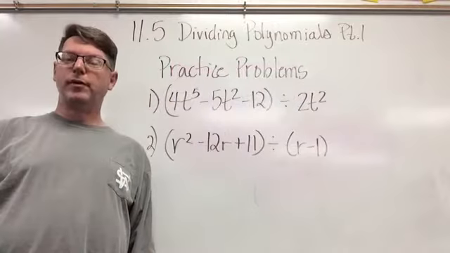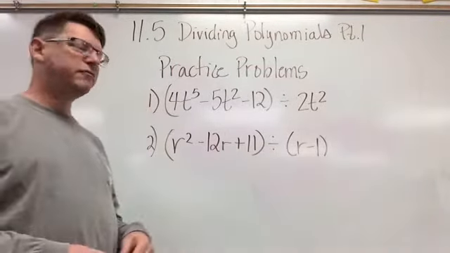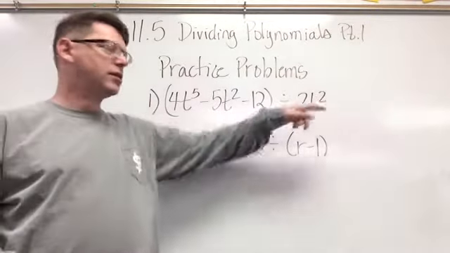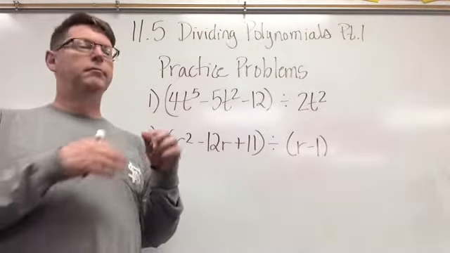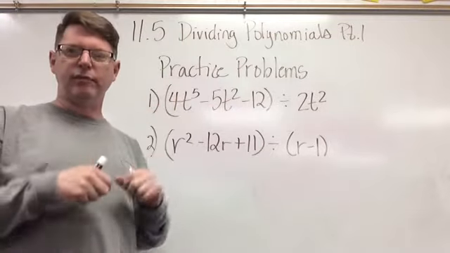So here are your two practice problems for this lesson. Number 1, the quantity of 4t to the 5th minus 5t squared minus 12 divided by 2t squared. I'm dividing by a monomial. Write it in fraction form, split it into 3 fractions, and then simplify.